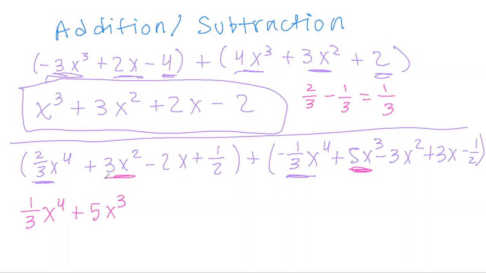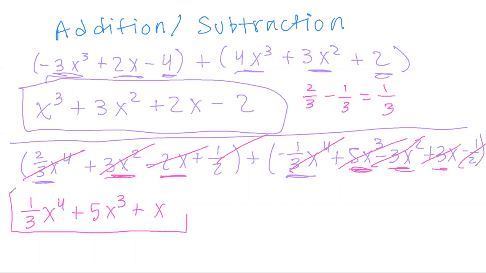Looking at my x squareds, 3x squared and then minus 3x squared. So actually these cancel. So I don't need to worry about that. Actually, a neat trick is, if you get overwhelmed on what you've done and haven't done, you could also cross these out just to help you better organize and see what else is left. I might start doing that with these examples. So the next thing I have is negative 2x plus 3, so that's just plus x. And then lastly, I have 1/2 plus minus 1/2, but that cancels, so I don't need to write anything there. So this is my final answer.